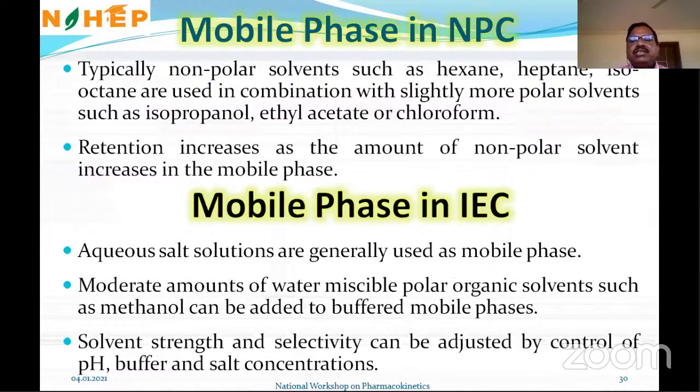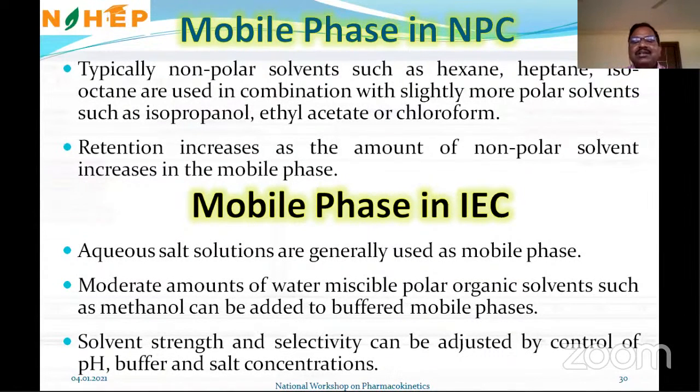Coming to the mobile phase in normal phase chromatography. So typically non-polar solvents such as hexane, heptane, isooctane are used in combination with slightly more polar solvents such as isopropanol, ethyl acetate, or chloroform. So here, the retention increases as the amount of non-polar solvents increases in the mobile phase.